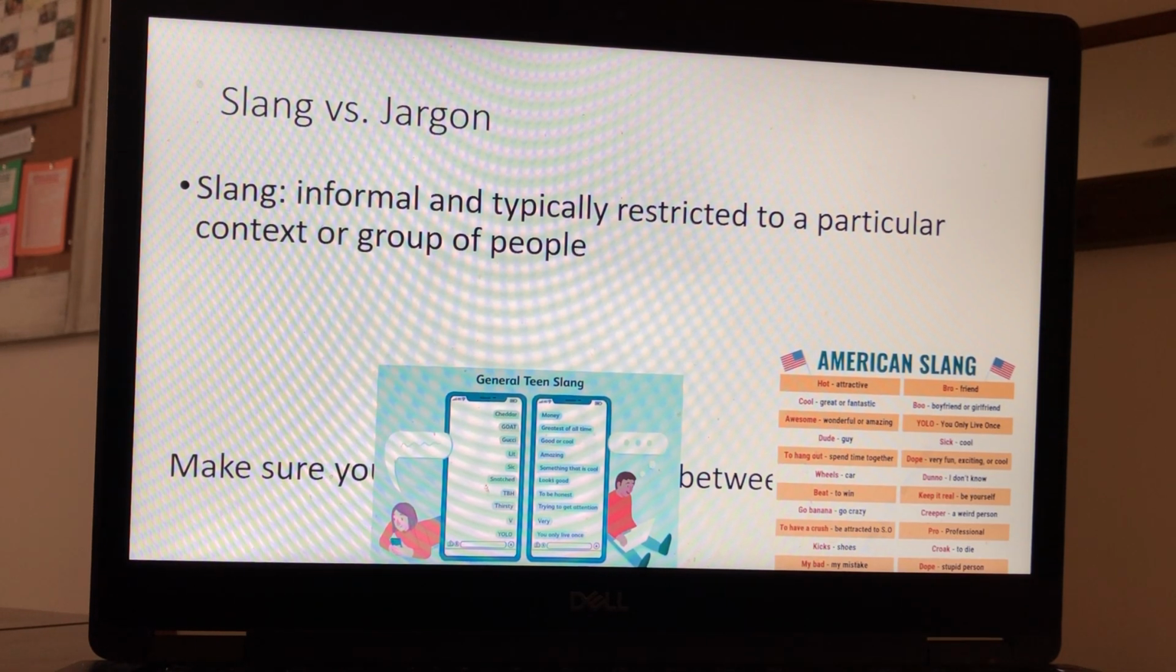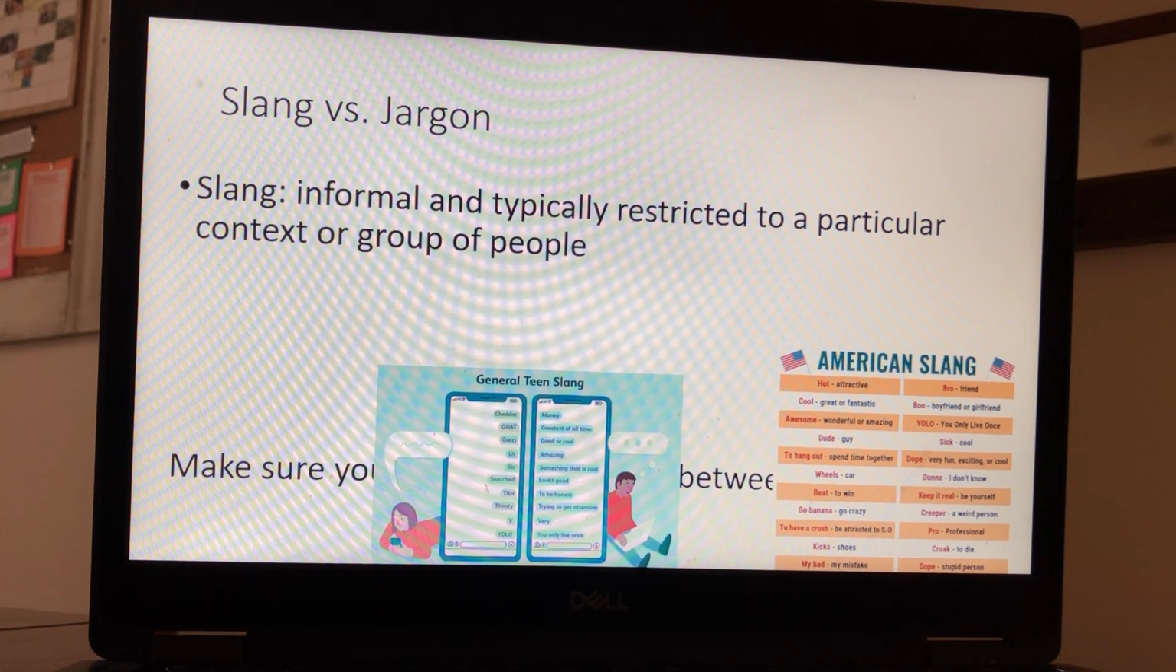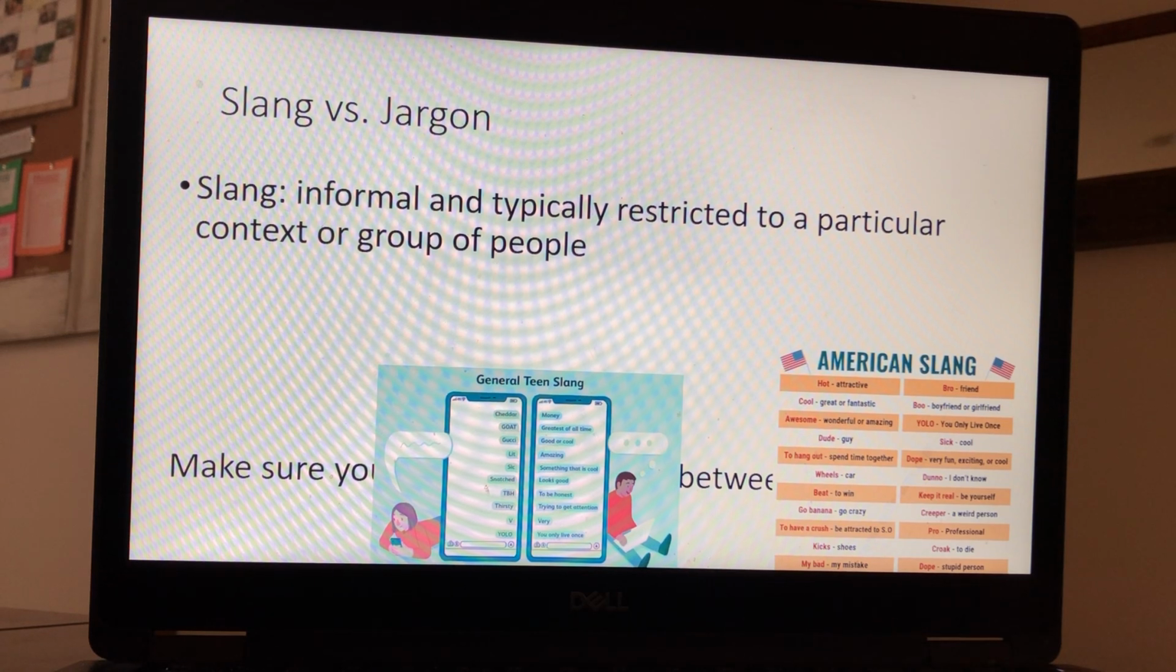So maybe someone who's not from America wouldn't know that hot means attractive, YOLO, a creeper, that one's kind of funny, or a chicken means to be a coward, or my bad means my mistake, right? Those are just some examples. If you play a sport, that's a really good example, or music, you will have slang that only you know too, right? For example, in softball, to eat it means don't throw it, just hold the ball, right?